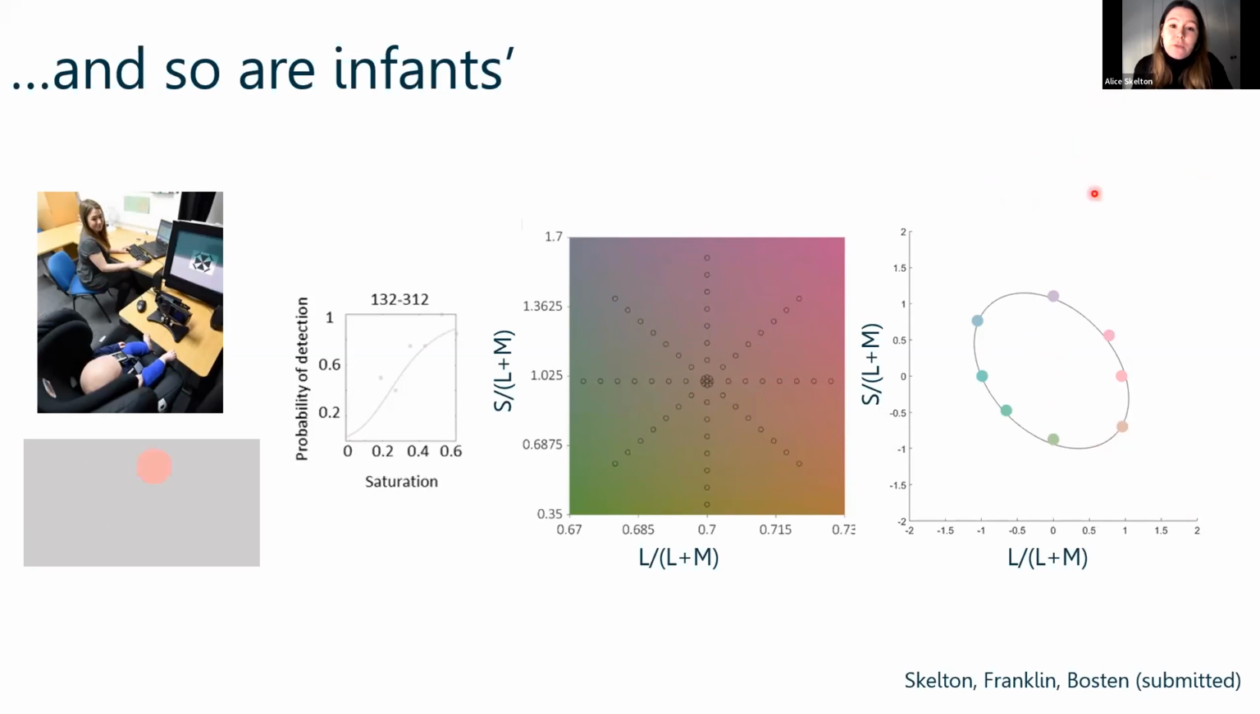And it kind of begs the question of, well, is this set for life, or do you tune into your unique chromatic statistics that you come across in your environment?